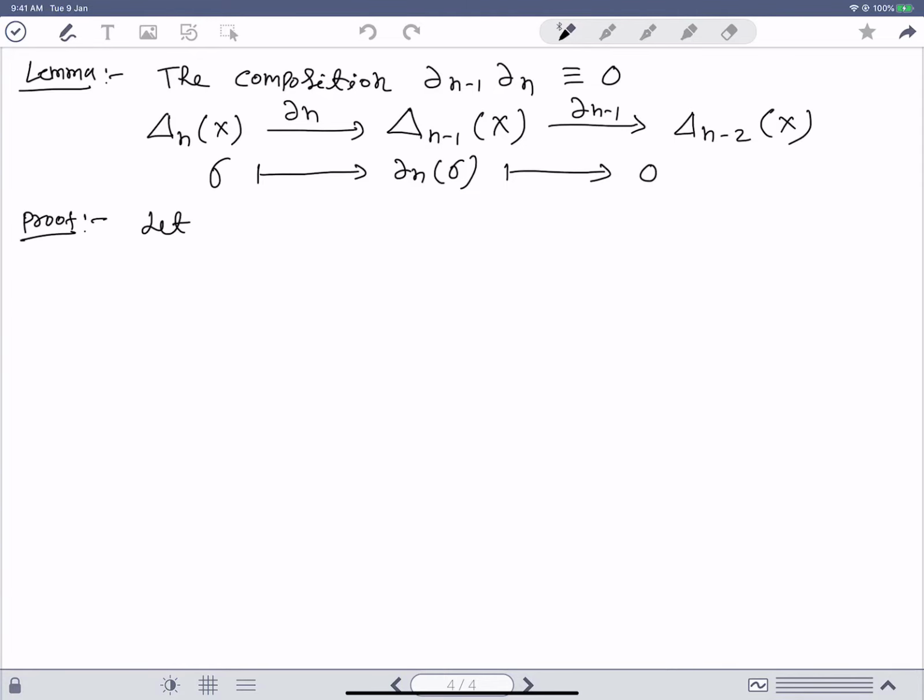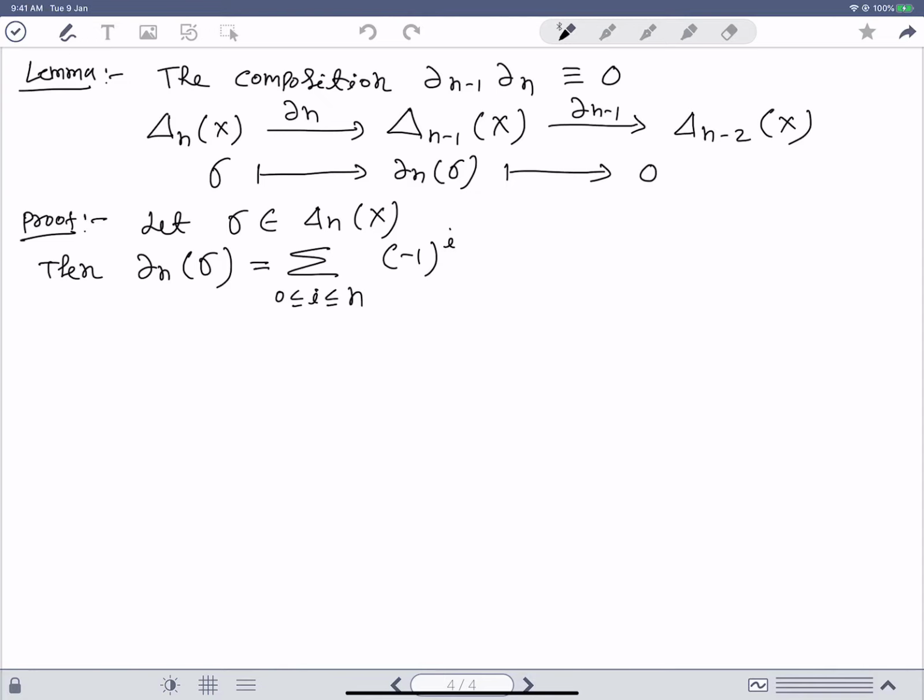So first of all, let sigma belong to delta n x, right? Now define the boundary of delta n x. So we know the definition. So this will be the summation, 0 less than or equal to i less than or equal to n, minus 1 to the power i, sigma restricted over v0 up to vi cap up to vn.